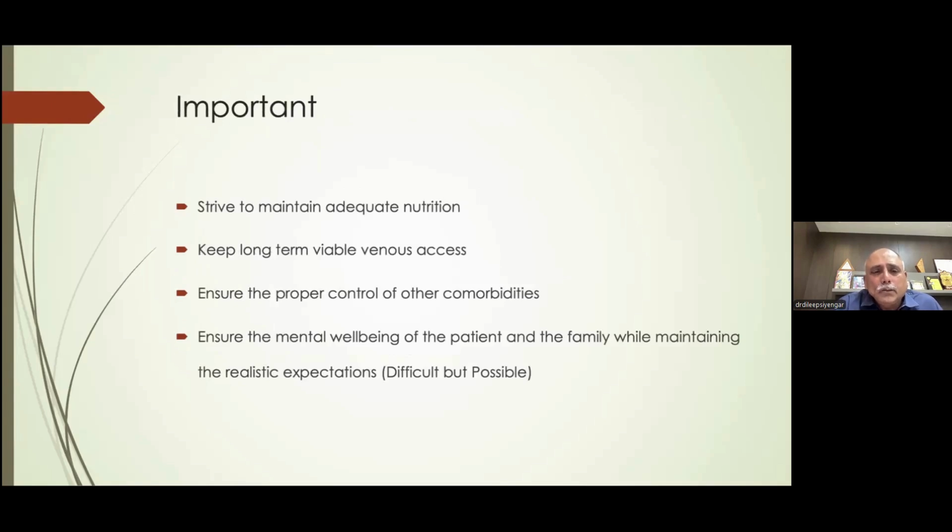So what can we do as a generalist? We can strive to maintain adequate nutrition, keep long-term viable venous access, and ensure the proper control of other comorbidities. See, the infections, diabetes, hypertension, cardiac function, lung function. There are so many comorbidities which can be independent of the disease and the treatment, or which can be part of the disease and the treatment. So we have to identify and ensure that these are all properly controlled.